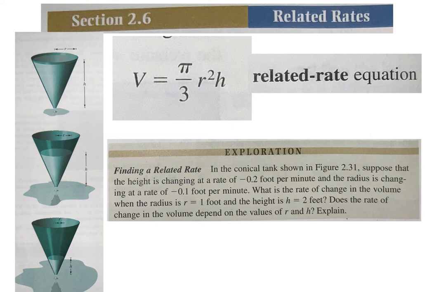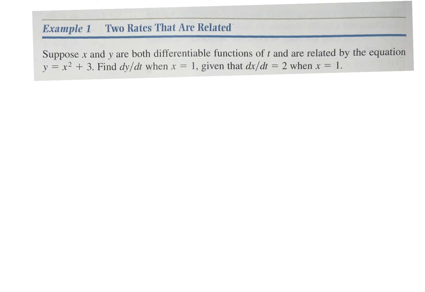All right. So let's look at, for example here. Suppose x and y are both differentiable functions of t, all right? And they're related by this equation, y equals x squared plus 3. Find dy dt when x is 1, given that dx dt is 2 when x is 1, all right? So they have given us several different pieces. The first thing we need to do is find the derivatives, because if we don't have the dy dt or the dx dt, we don't know where to plug these things in.